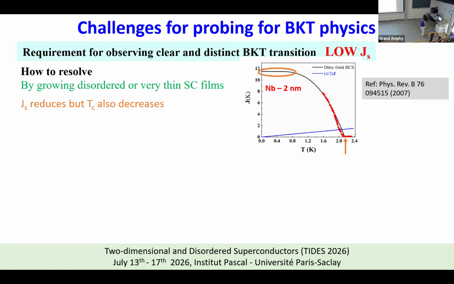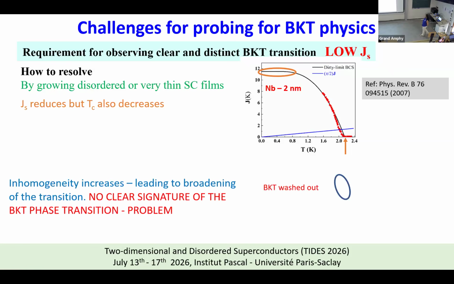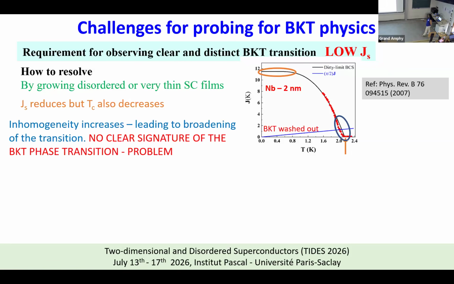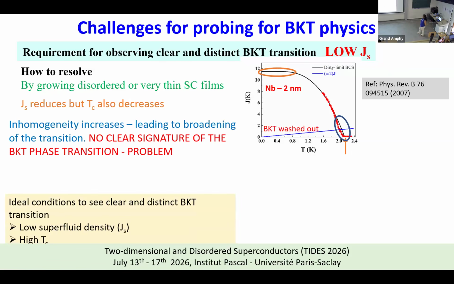This is a measurement on niobium films which are around 2 nanometers. Here, of course, the superfluid stiffness has reduced drastically, but so has the TC. And with the TC reducing, the inhomogeneity of the films increases, and of course, the BKT gets washed out. So inhomogeneity increases, leading to broadening of the transition, and you don't have very clear signatures of the BKT phase transition, and that becomes a problem.